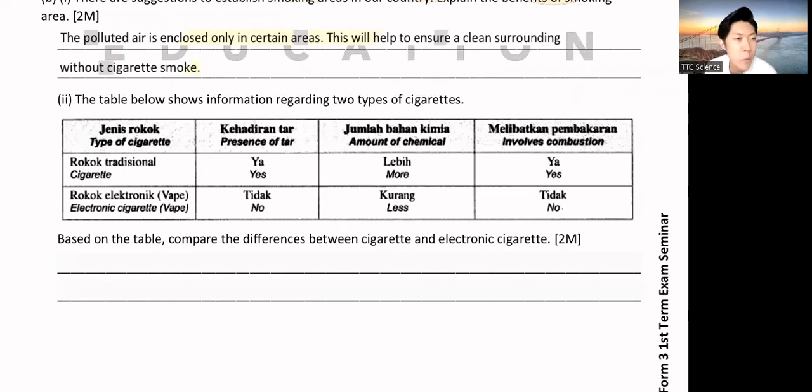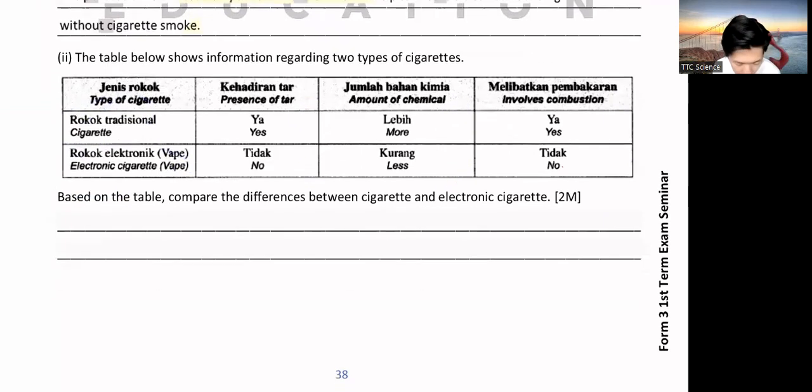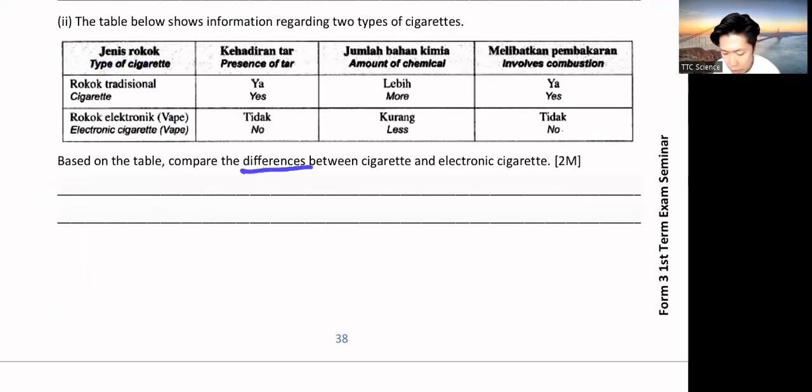The table below shows information regarding 2 types of cigarettes. So we have traditional cigarettes, and we have vape, electronic cigarettes. So: tar, no tar, more chemical, less chemical, combustion, no combustion. Based on the table, compare the differences between cigarettes and electric cigarettes. Very simple. There are 3 differences already.